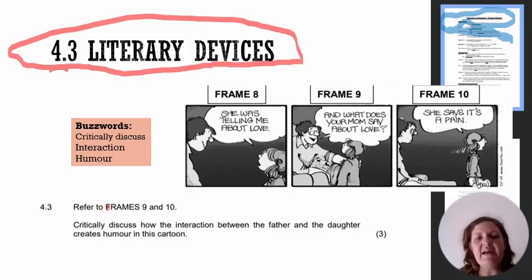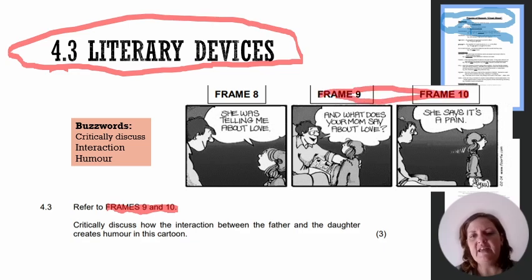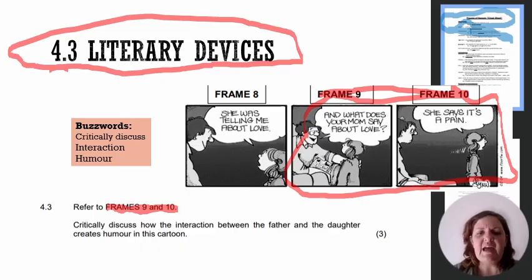Refer to frames 9 and 10. Special instruction, don't leave it out. You are looking for your answer over here. Even go and circle them if you need to, so that you don't go off track. All right? And then within frames 9 and 10, critically discuss.